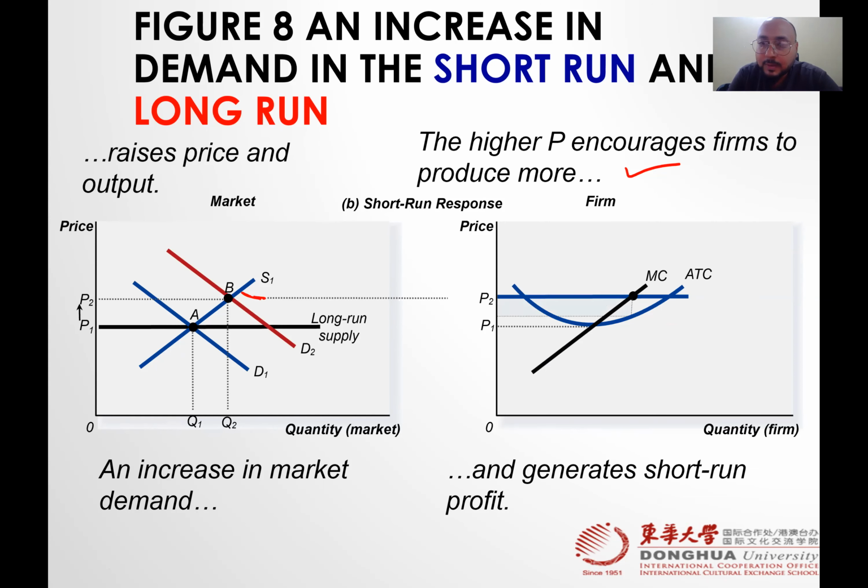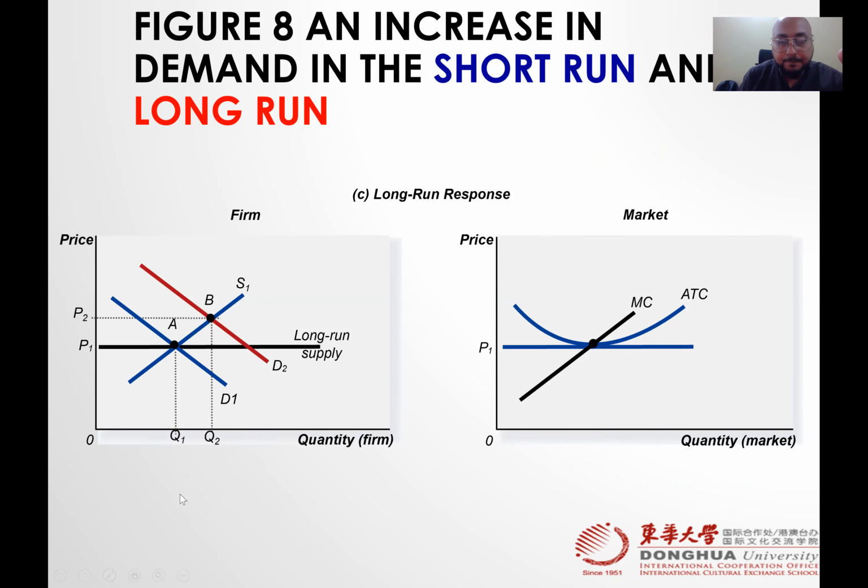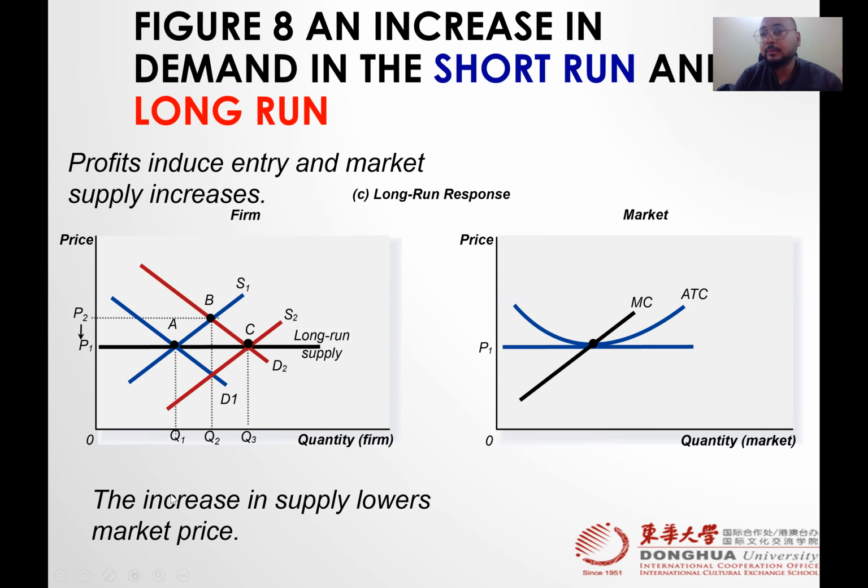This causes firms to enjoy short-run profit, because price is greater than average total cost. You see the shaded area is the profit. So new firms will enter the market, supply increases, supply shifts to the right. Due to the increase in supply, price decreases.